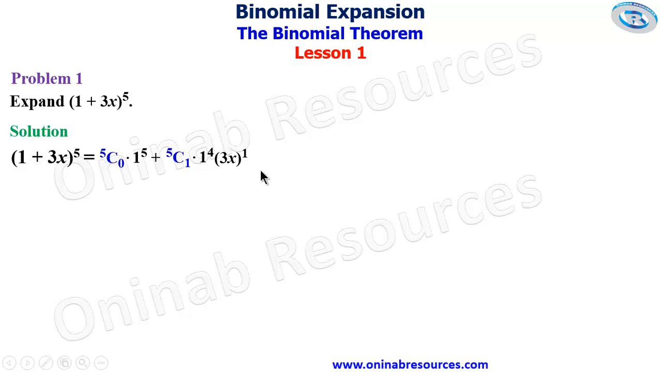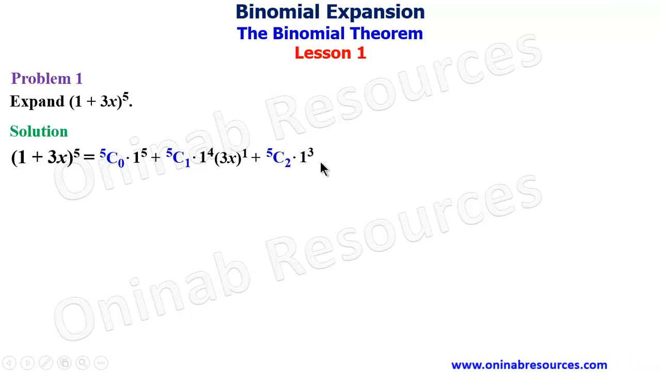Then we go to the next term, plus 5C2. Remember, this is 0, 1, 2. And the power of 1 here is going to be 3, so 5 minus 2 is 3. So we have 1 raised to power 3. And the power of 3x here will be 2, the subscript. So we have it as (3x)^2.